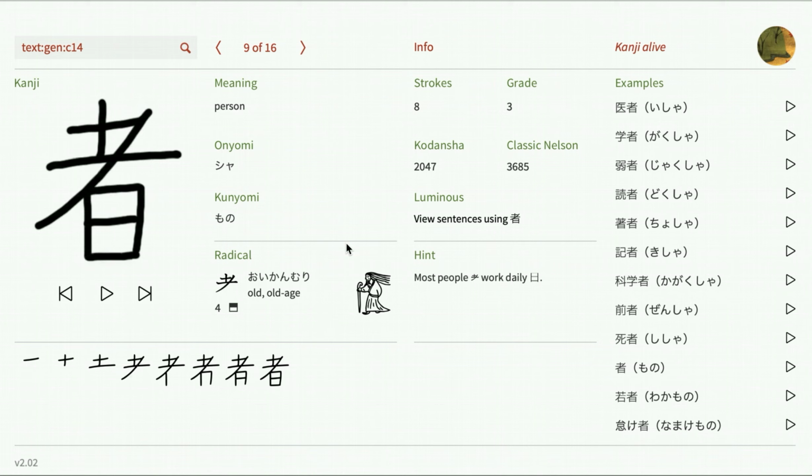Okay, so those were the kanji for lesson 14, Genki 2. Keep at your kanji. They are good for you.